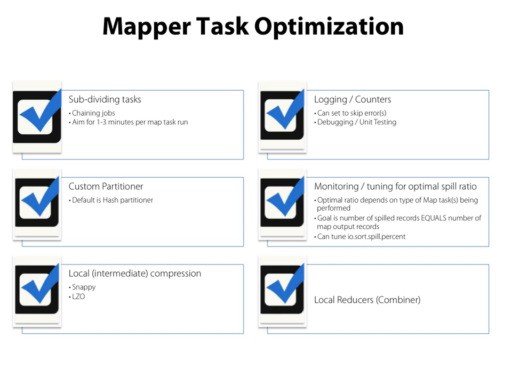One of the other types of optimization is monitoring or tuning for optimal spill ratio. The optimal ratio does depend on the type of map tasks being performed. The goal is the number of spilled records equals the number of map output records. And you can tune io.sort.spill.percent.